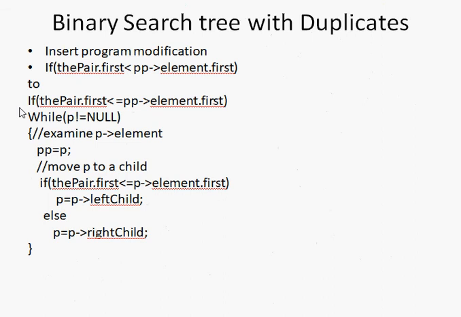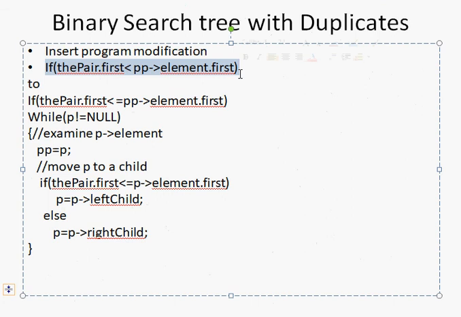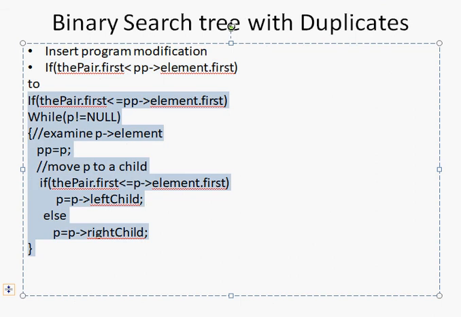The last topic, which I'll just tell you what basically this means. You have a binary search tree with duplicates, and to make that program work, almost all other programs remain the same. In the insert program, this line will be replaced with this piece of code. So first of all, I'll talk about what a binary search tree with duplicates is.